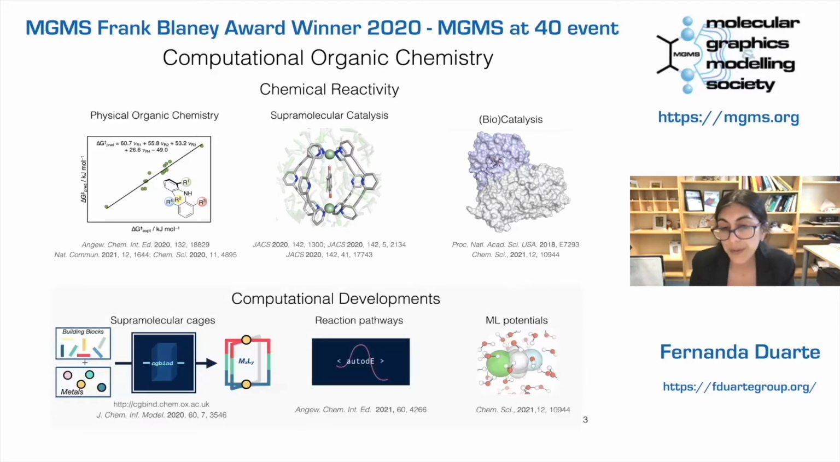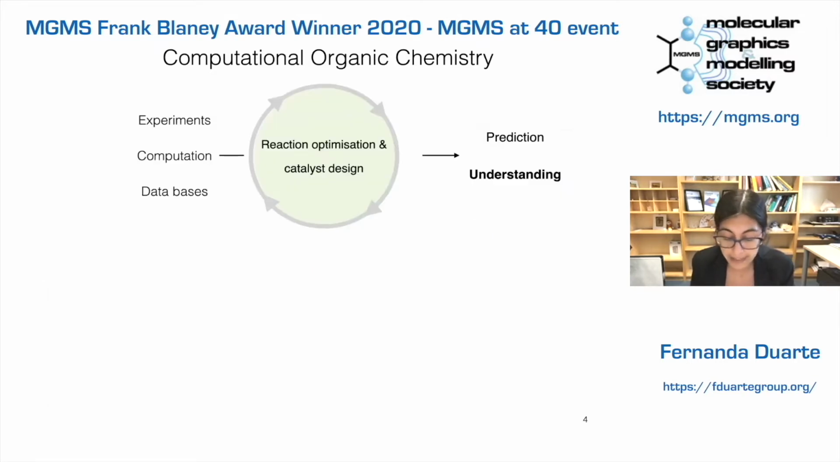And in the last few years, also, we have been quite active in developing different computational tools to facilitate our daily work, but also to facilitate the work of many experimentalists that are very keen to explore computational chemistry as a tool to be used alongside an experiment. So among them, we have developed computational tools to speed up the design of supramolecular cages, also to study reaction pathways, and more recently, machine learning potentials for studying chemical reactions in solution. It will be these last two topics that I will be discussing today.